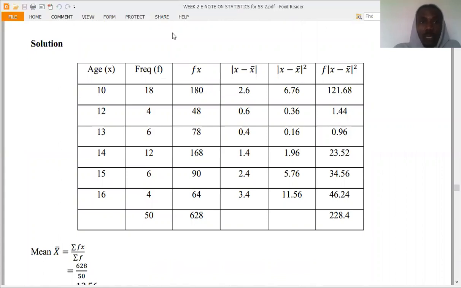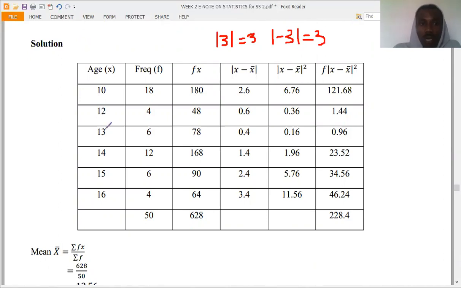All right, let me explain again what absolute means. The absolute value of any number is the positive value of that number. The absolute value of 3 is 3. The absolute value of negative 3 is positive 3. So when you take the absolute value of any number, you get the positive of that same number. That is what is happening here.